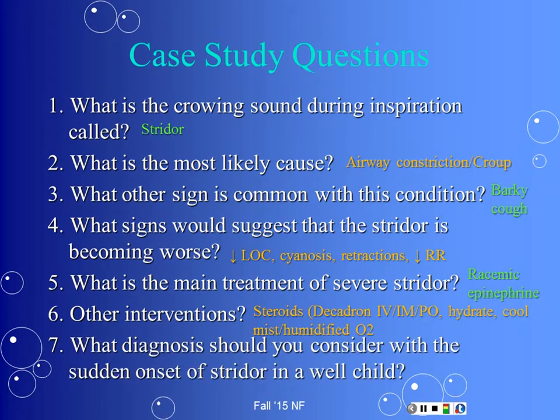Other diagnoses you should consider when you have a sudden onset of stridor in a well child: upper airway obstruction from foreign body. They've gotten into something and swallowed it. So some type of foreign body aspiration or choking. How do you cut a hot dog? You cut it into circles, and then you cut the circles in half. Half moons, not whole moons.